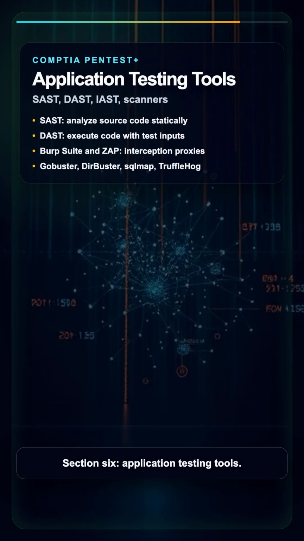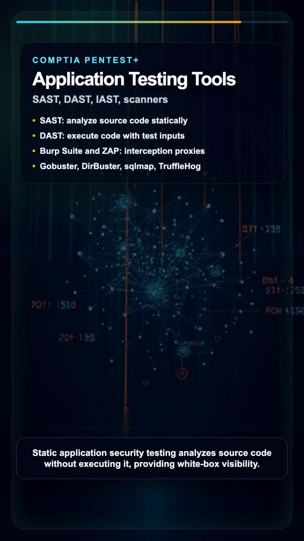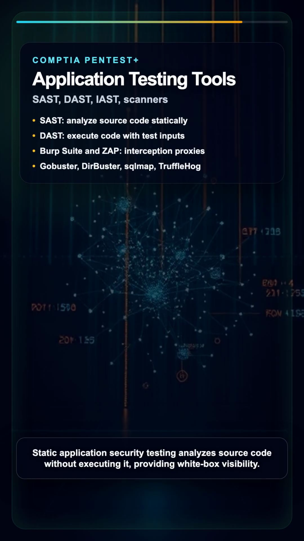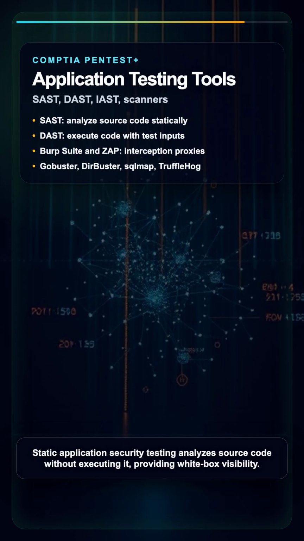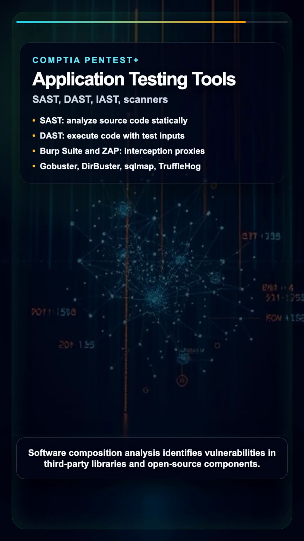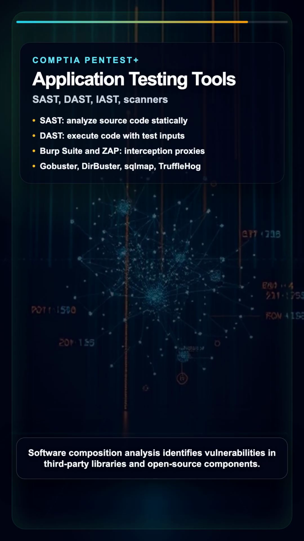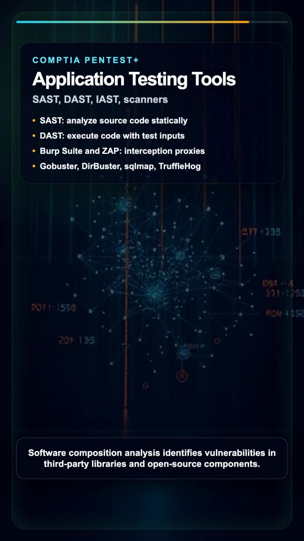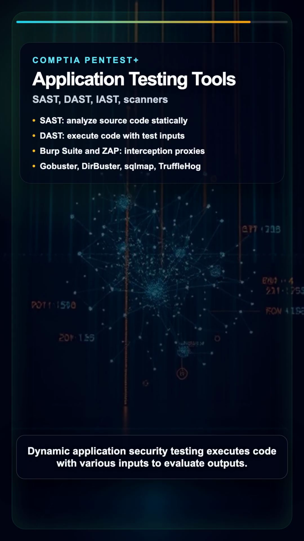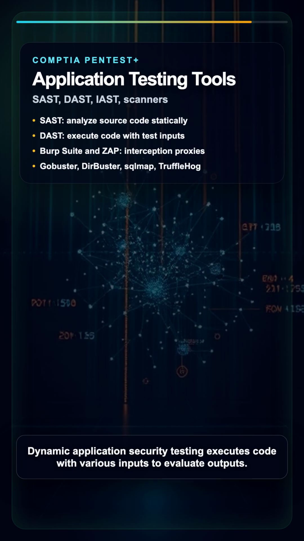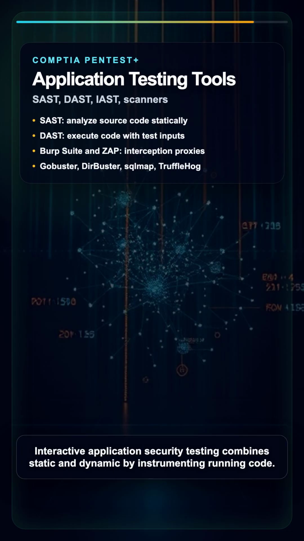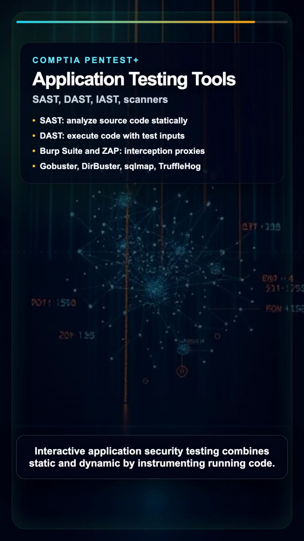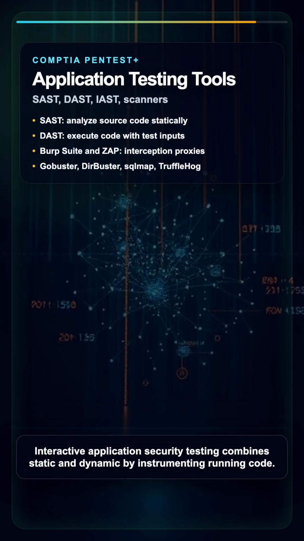Section 6. Application testing tools. Static application security testing analyzes source code without executing it, providing white box visibility. Software composition analysis identifies vulnerabilities in third-party libraries and open-source components. Dynamic application security testing executes code with various inputs to evaluate outputs. Interactive application security testing combines static and dynamic by instrumenting running code.